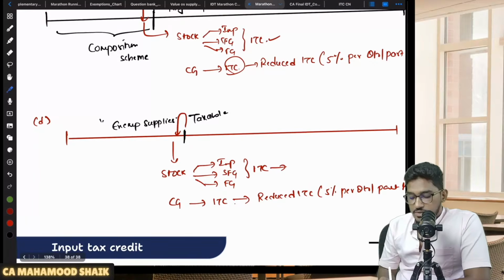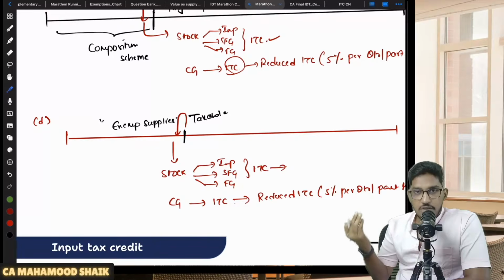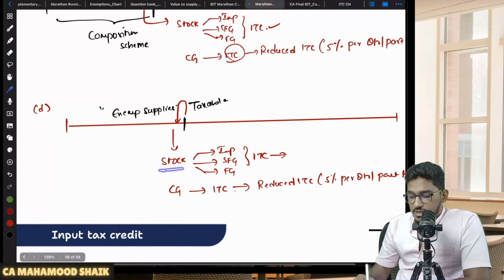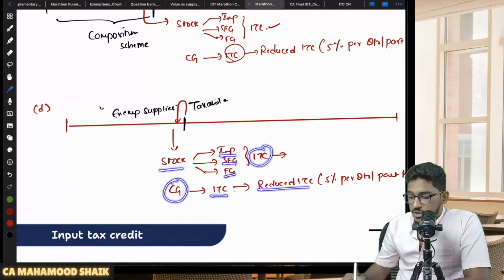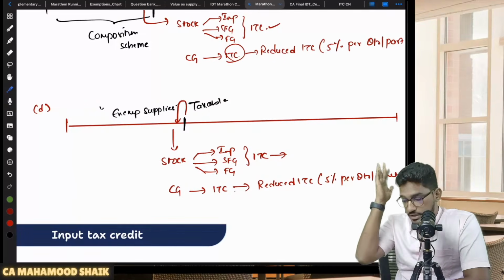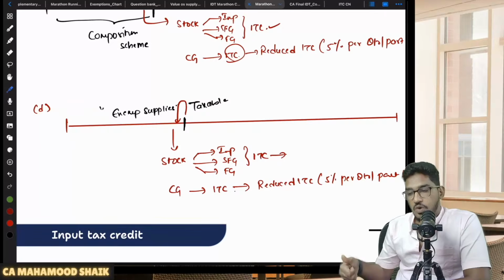Next, one more case where you will be eligible to take the ITC is, let us say you are a registered person making exempt supplies, but that exempt supply has become taxable. One day before that exempt supply becomes taxable supply, whatever stock is there in the form of inputs, semi-finished goods or finished goods, you can take ITC. On capital goods also you can claim ITC, but here also reduced ITC. How to calculate the reduced ITC? Once again the same, 5% per quarter or part thereof.